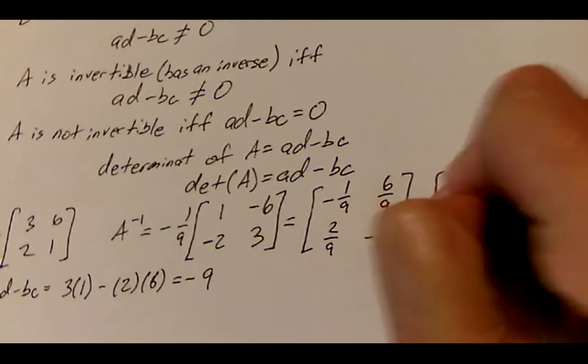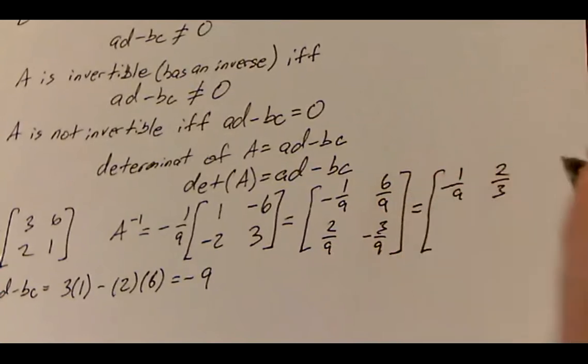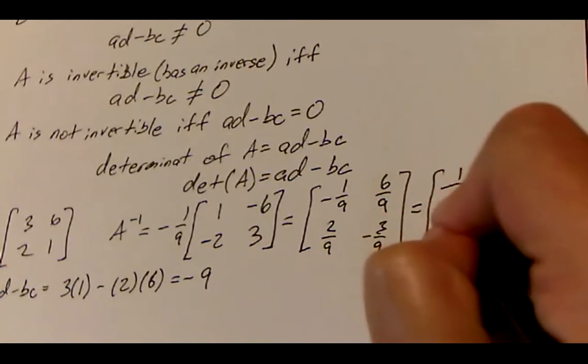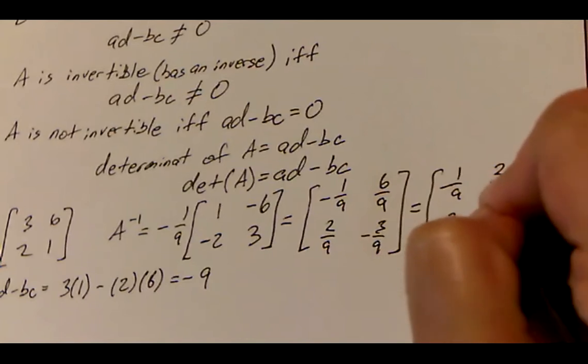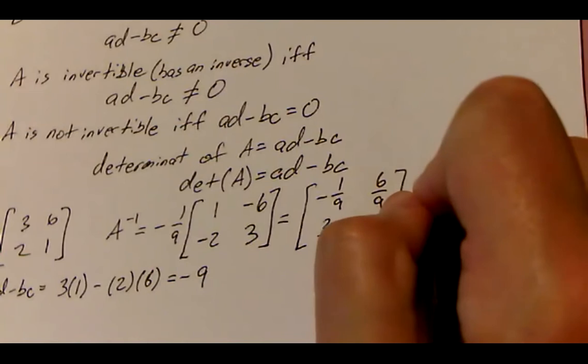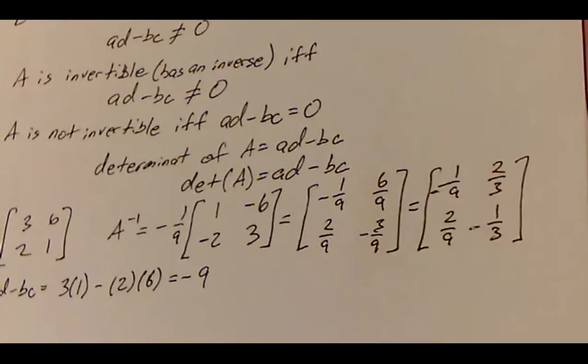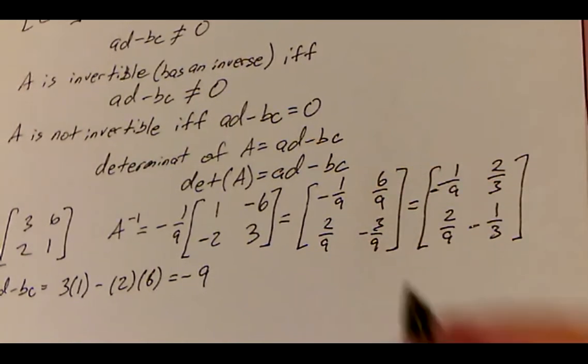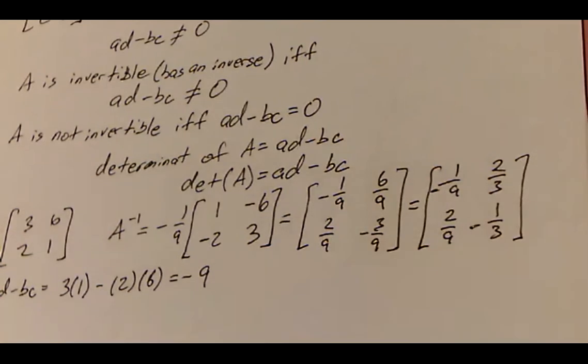So I'd have -1/9, which is fine. This would be 2/3 when I have 6/9, 2/9, and 1/3 for 3/9. Let me make sure I get my negative signs in there. That's -1/9 and -1/3. There we go. And now I've got my inverse without too much difficulty, too much consternation there. Okay, nothing too difficult for us to deal with.